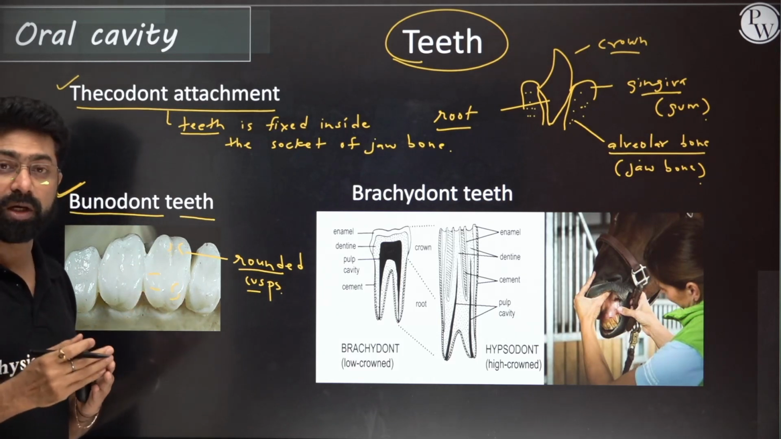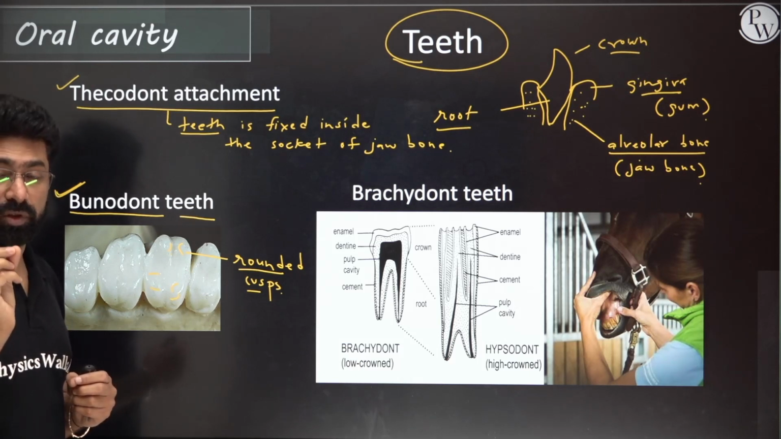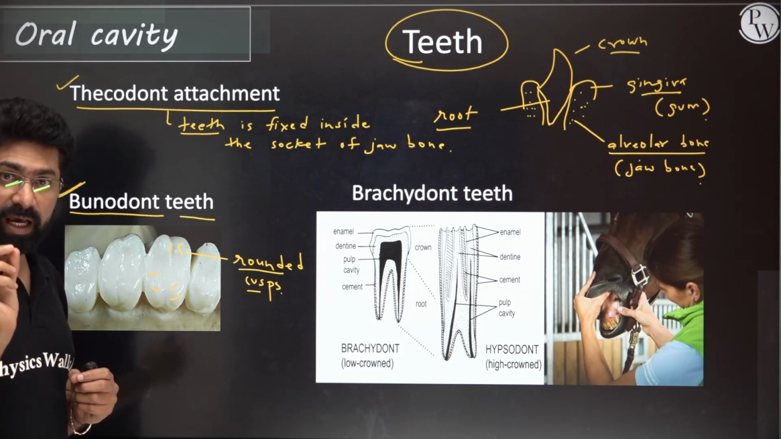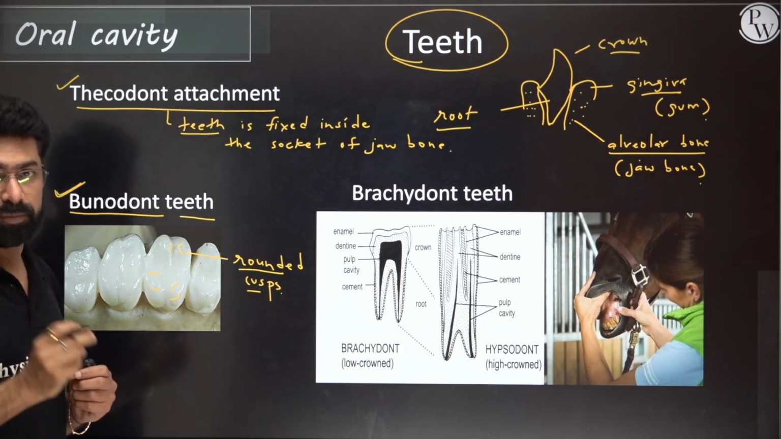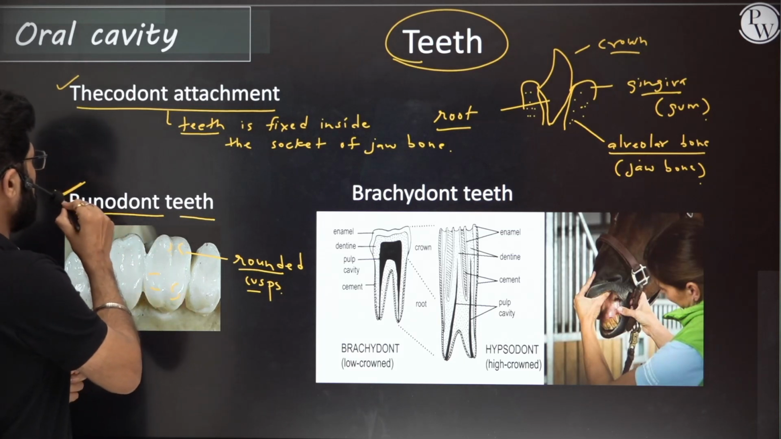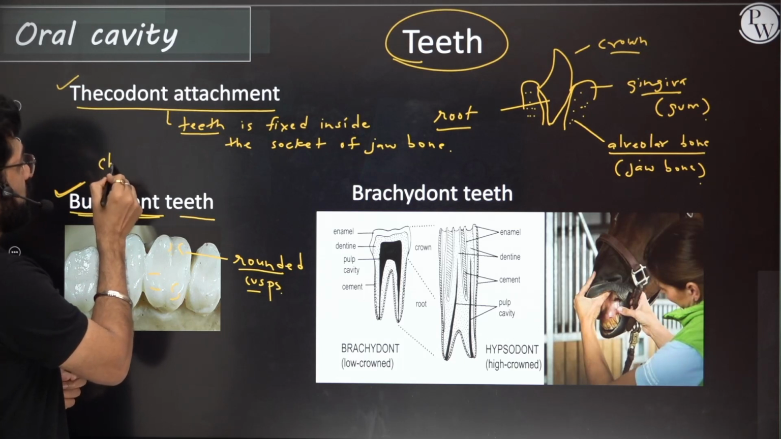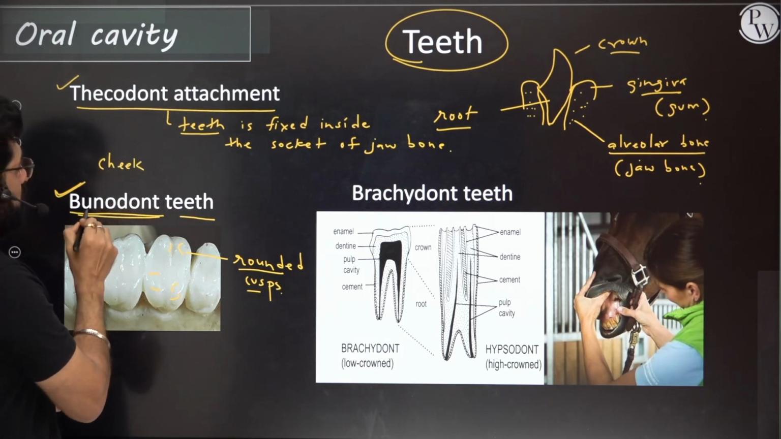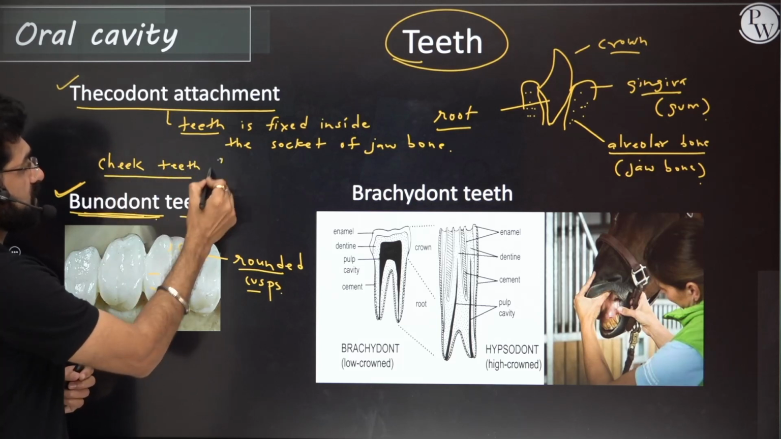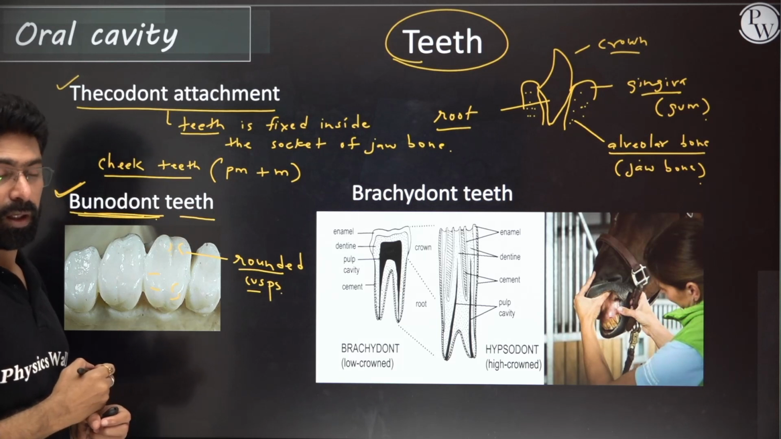But if you talk about tigers and lions, they have pointed cusps. So they are secodont. And sheep and goat will have the selenodont cusp. Different cusps are there. So you have bunodont teeth. These kinds of teeth, which are premolars and molars, are called cheek teeth. So bunodont teeth are a type of modification of cheek teeth. So cheek teeth are premolars plus molars.